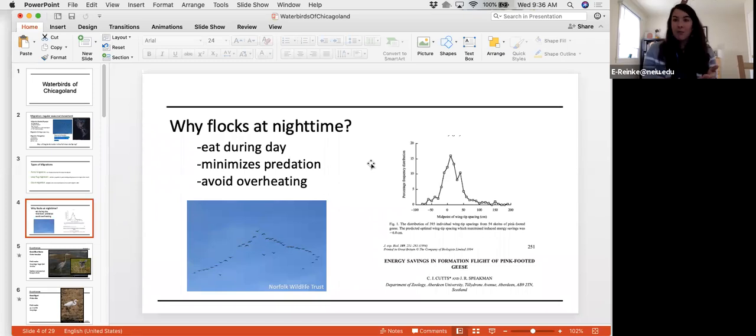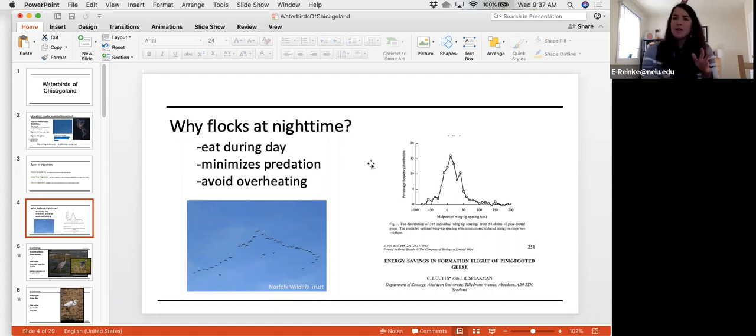But by flying at nighttime, they're avoiding overheating. Again, it takes a lot of energy to flap their wings constantly, but it's cooler at night. And they're not as likely to get eaten. There are still some predators out at night, of course. We've talked about the raptors already. But if you're a flock flying high up, you might not be bothered as much.